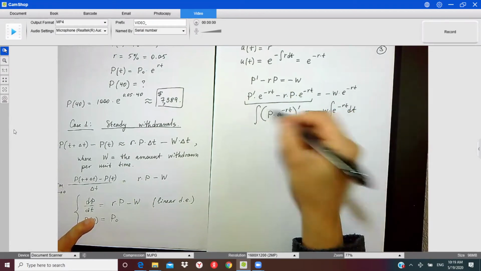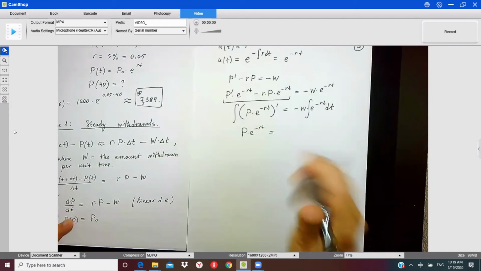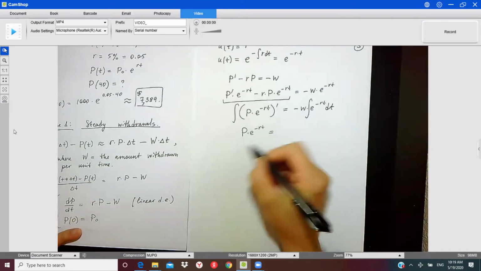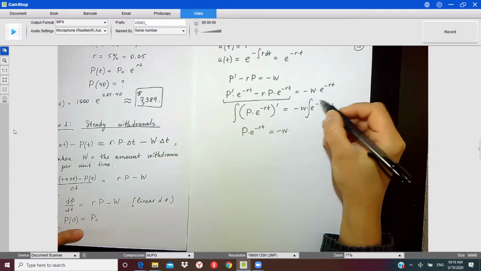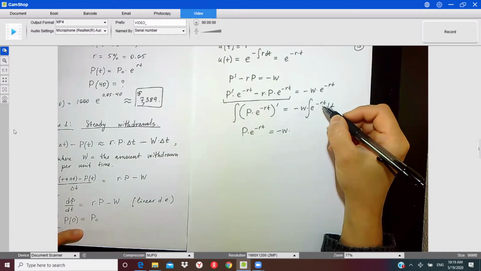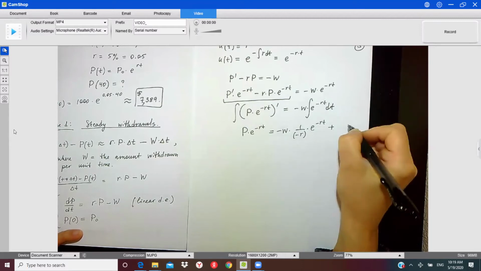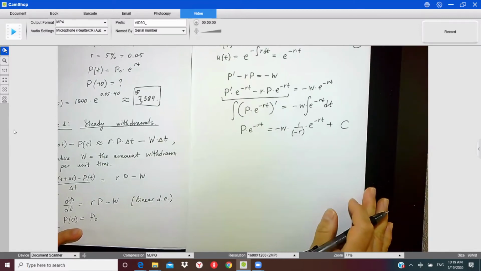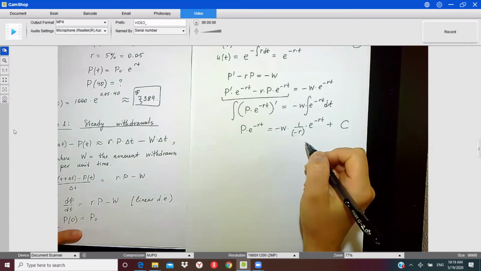So integral and derivative cancel each other, and we end up with p times e to the negative rt on the left-hand side. On the right-hand side, let's keep in mind there is a constant in front of t, this minus r, so that will go into the denominator. So this is what I'm getting so far. Any questions, any comments, please let me know. So all we have to do now is simplify and then find c.